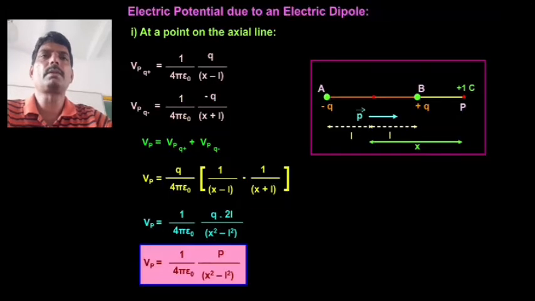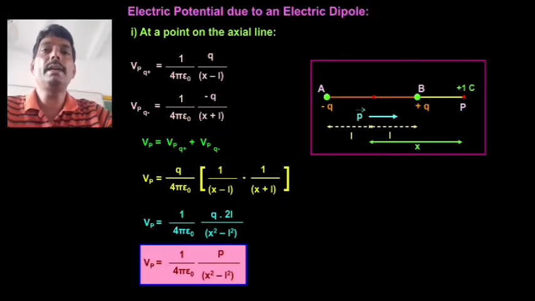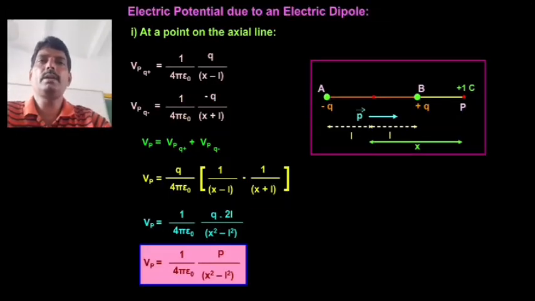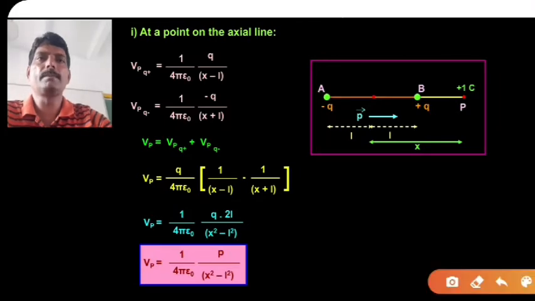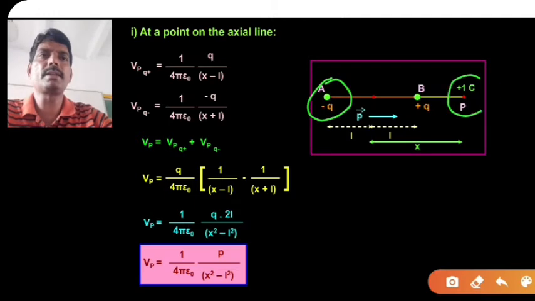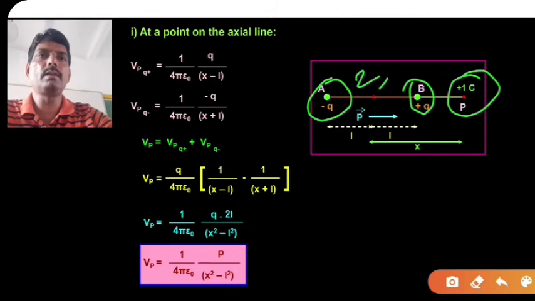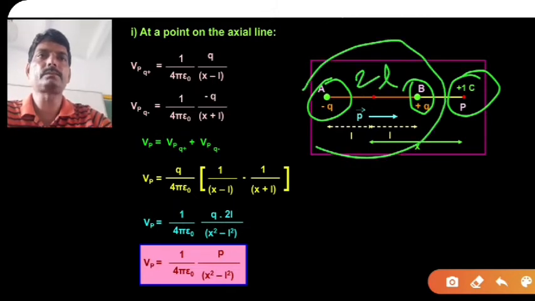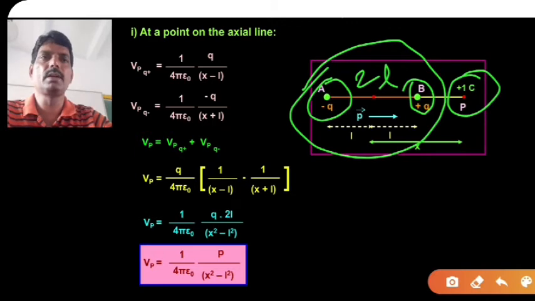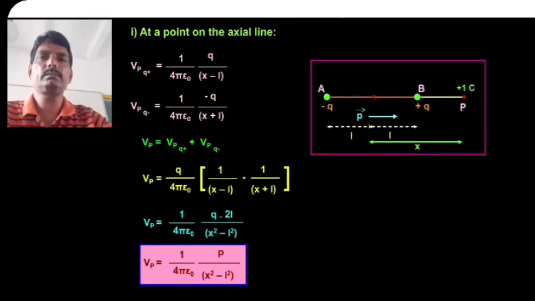Now we will proceed to the electric potential due to an electric dipole. We have already learned the dipole concept, that is two equal and opposite charges separated by a small distance. These two are the charges, and 2L is the distance. So this forms an electric dipole. Now we have to calculate the electric potential. We have already calculated the electric field. Now we will proceed to the electric potential at point P.